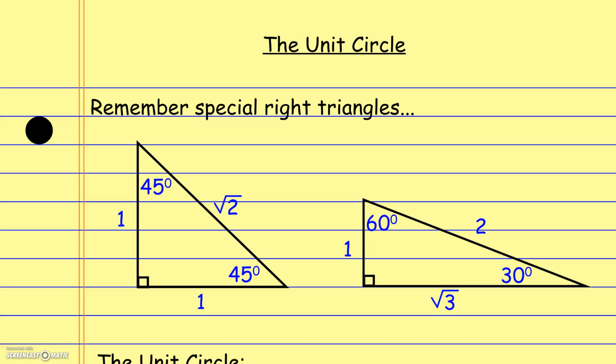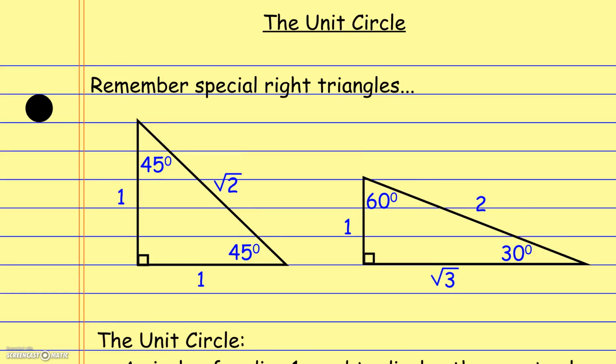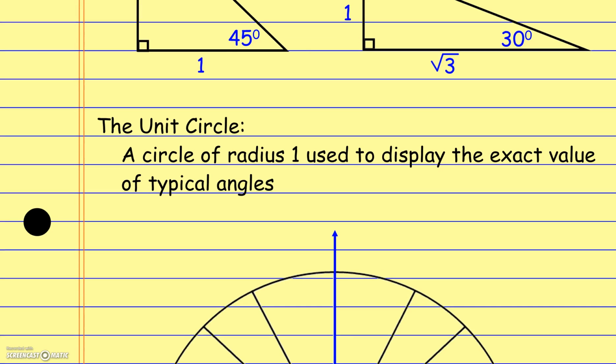All right. So a couple things you need to remember. First of all, we need to remember our special triangles and that special relationship they have, and then remember our trig functions: sine, cosine, and tangent. Specifically sine and cosine to start. We can fill in a little bit more of this as we go. But when we look at our unit circle, the unit circle is essentially a circle that has a radius of 1, and it's going to display exact values of some of our typical angles.